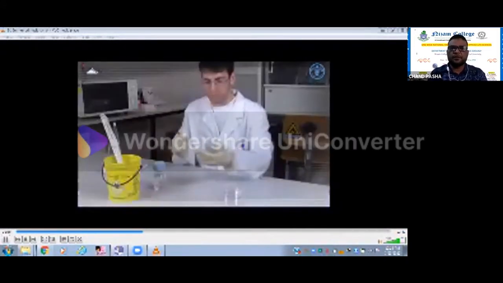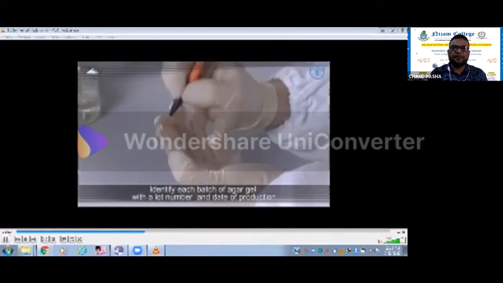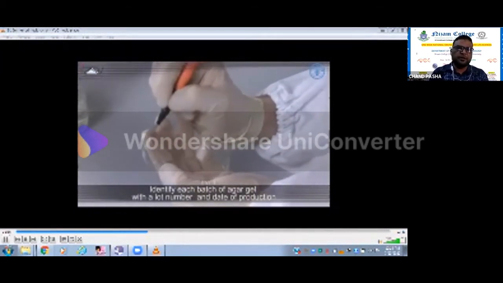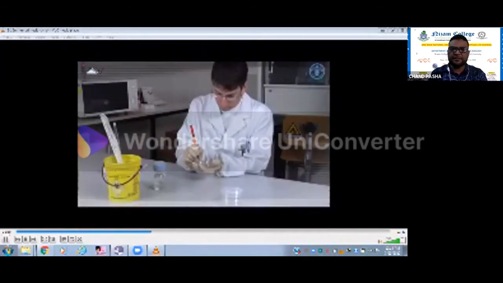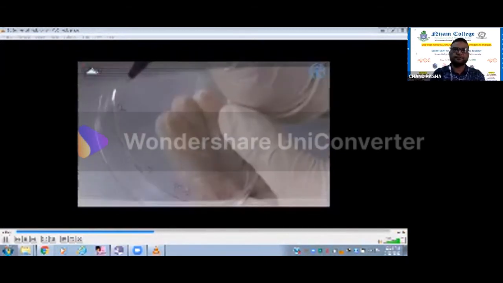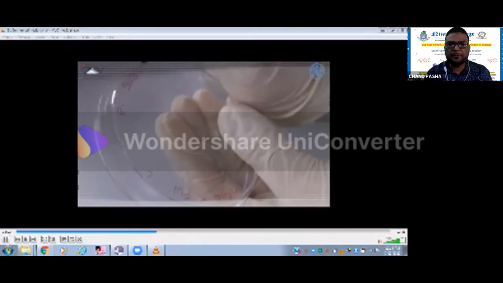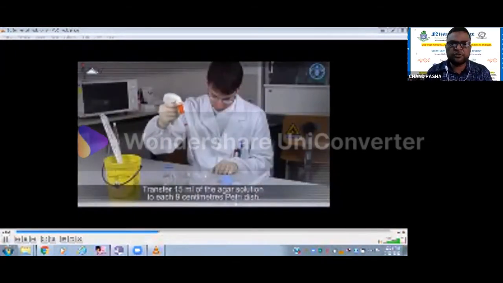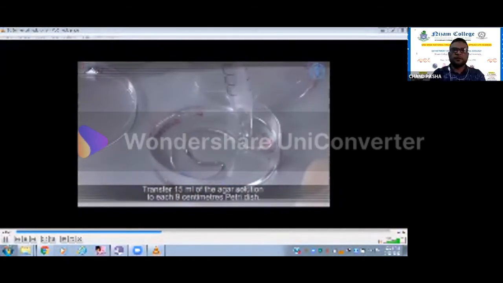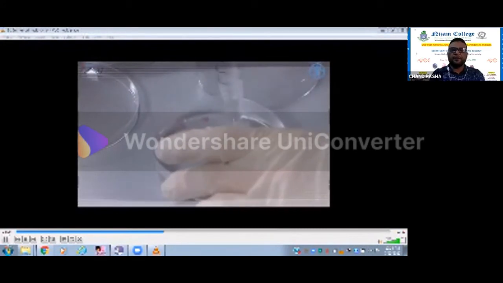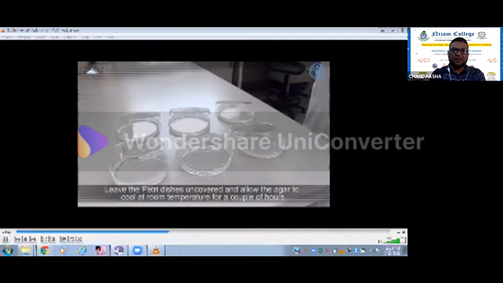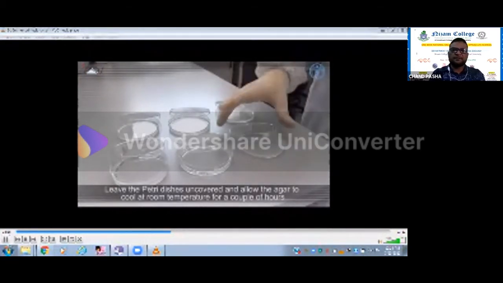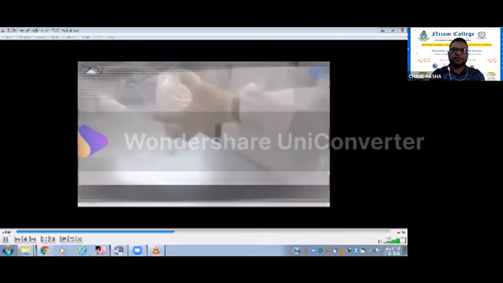Now label your Petri plates. As usual, you need to label on the base and at the edges, and mention what samples you are doing. And transfer around 9 to 15 ml of agar solution. Don't add too thick. It is not required. A thin layer is quite enough.